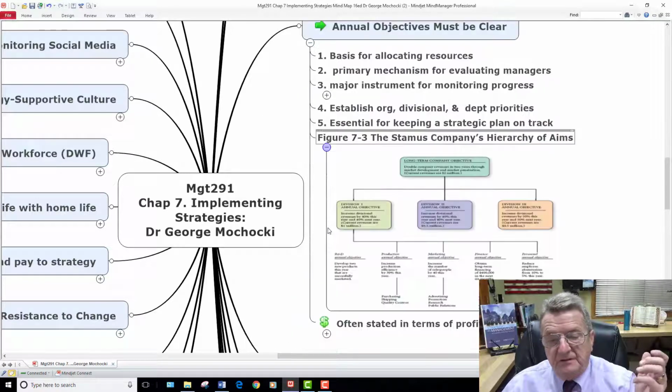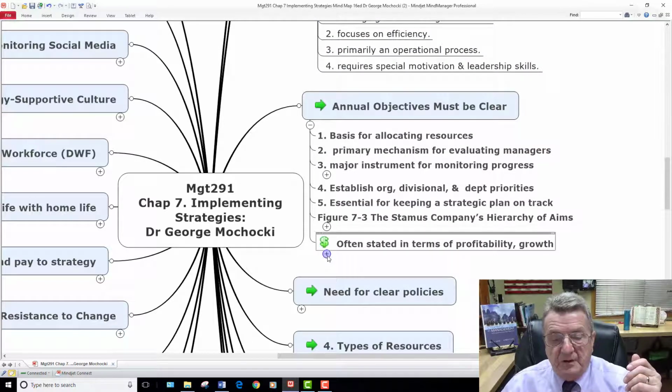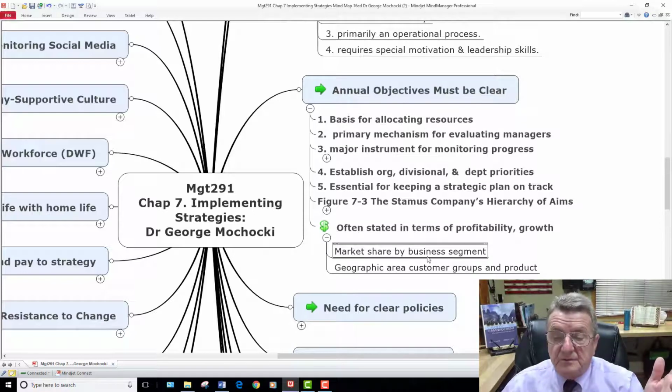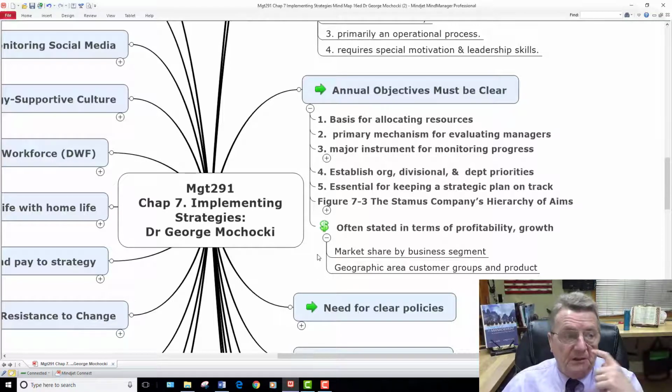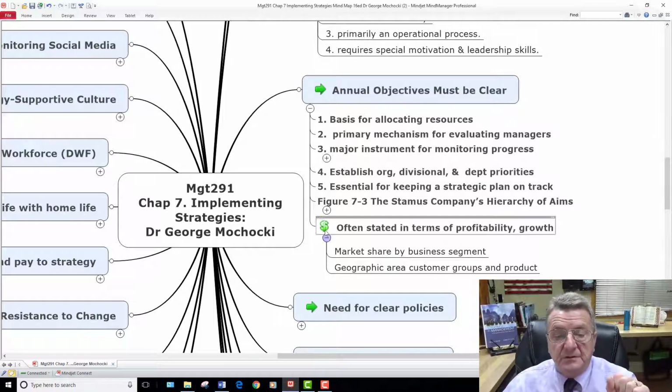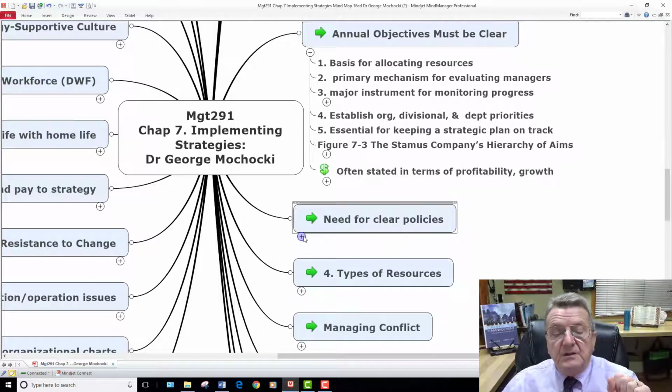Okay, and then this is just a chart we talked about quickly in class, often stated in terms of profitability, market share, the business segment. Hey, we're doing this to expand. That means you have more promotional, geographic reach. Our customers want this, or changing demographics, because through our external monitoring, we find out, hey, we have to change, our demographics changed, or this area is more profitable now, it wasn't five years ago, so we're going to go into this area, another market. Okay, you need clear policies.